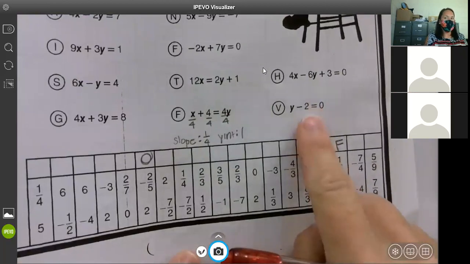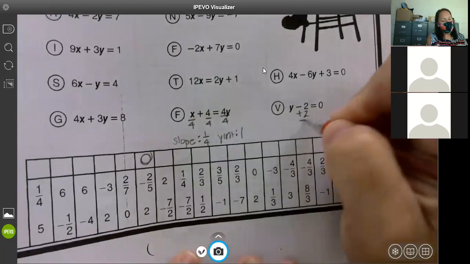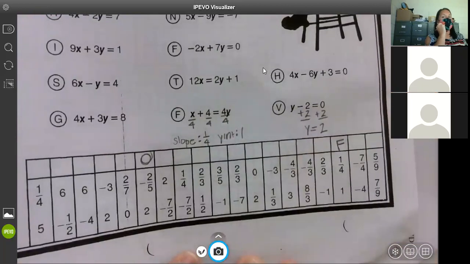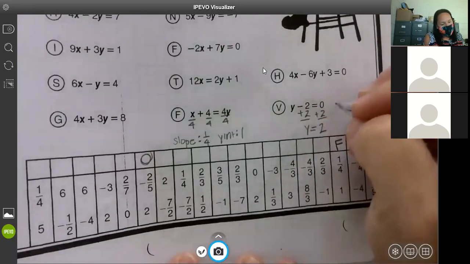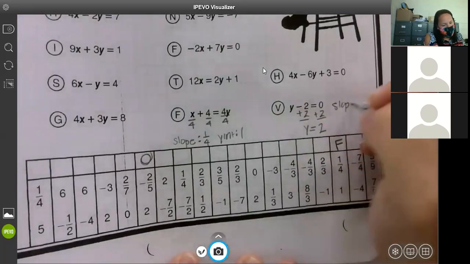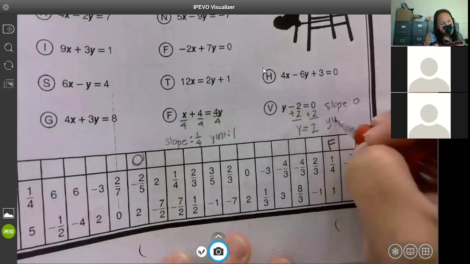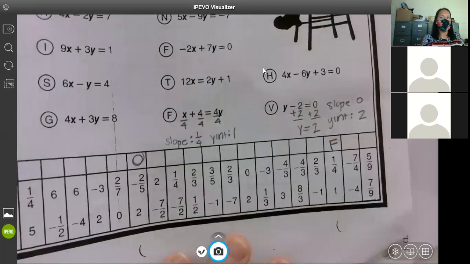Look at letter V. How do I get y by itself? Okay, I'm going to have you stop answering now, okay? Thank you. You're doing a great job. All right, so I add 2 to get y by itself. Somebody tell me what the slope is of this. 0. There's no x. So your slope is 0. And then what's your y-intercept? 2. Okay, this one is B.